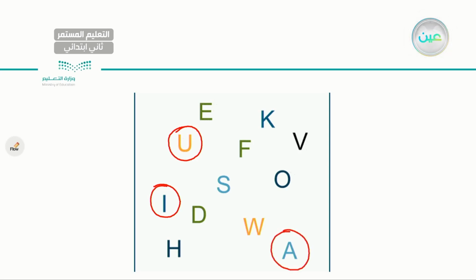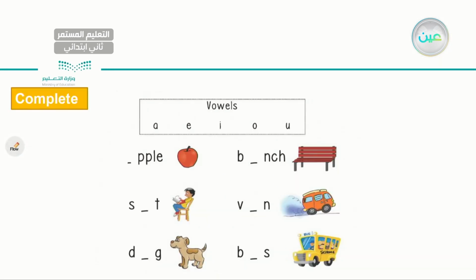Very good. Now I have 2 vowels remaining here. I have O and I have E. Very good. These are the vowels that we have. Let's read the vowels one more time. E, U, I, O, and E and A. These are the vowels that we have here. Very good, my dear student.